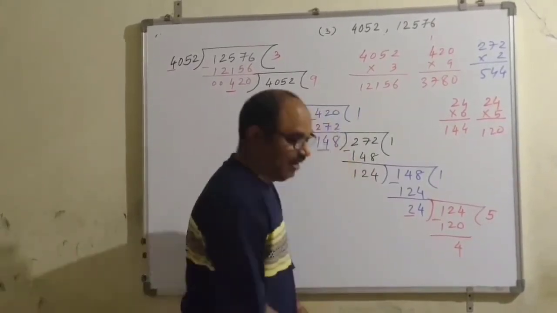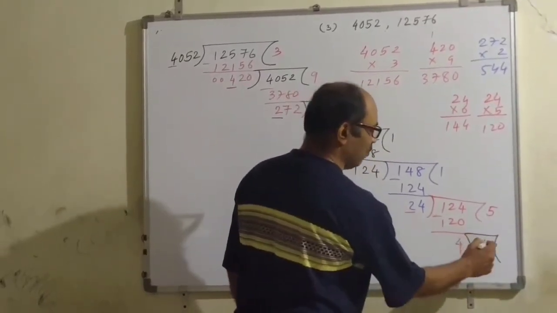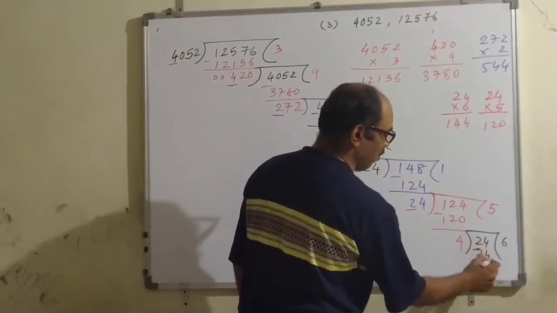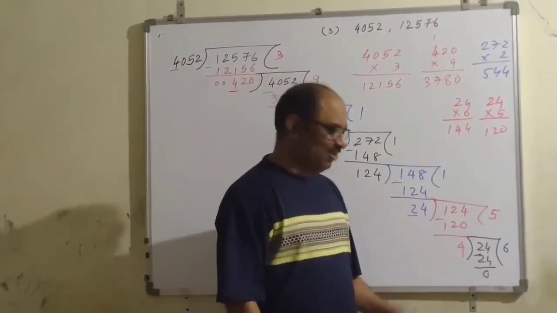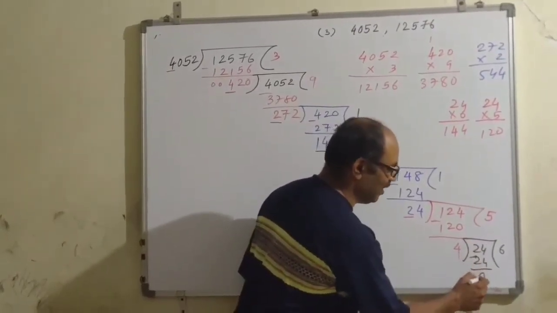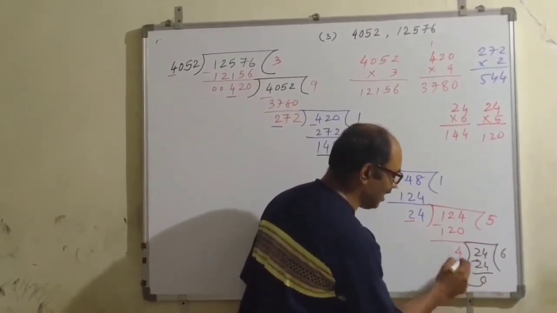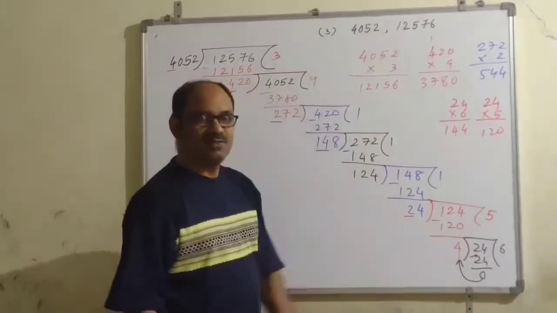No 0 yet. No good news. Now divide by 24. 4 6 are 24 and 0. Ultimately, we are getting the good news. The remainder is 0. This is the last division that we did, in which we got remainder 0. So the last divisor is 4. So HCF of these two numbers is 4.